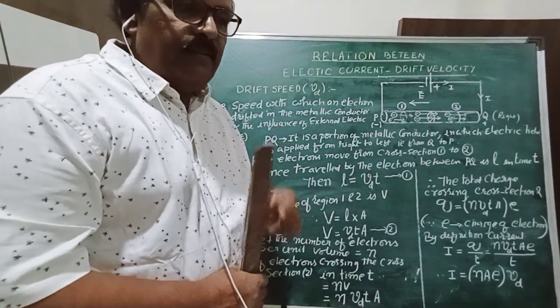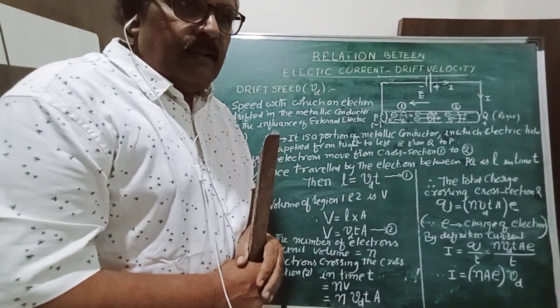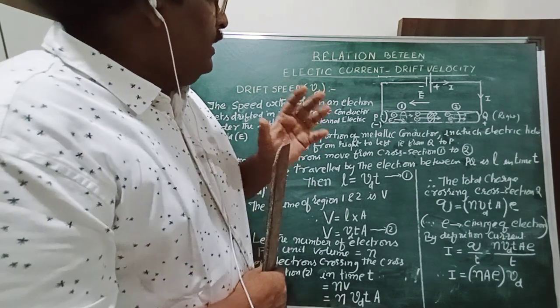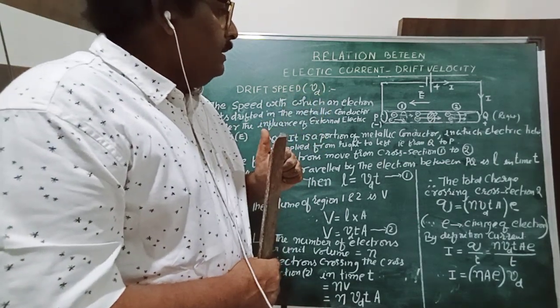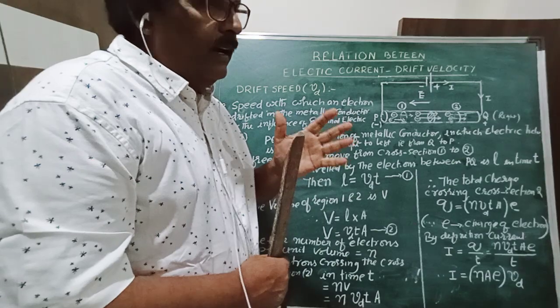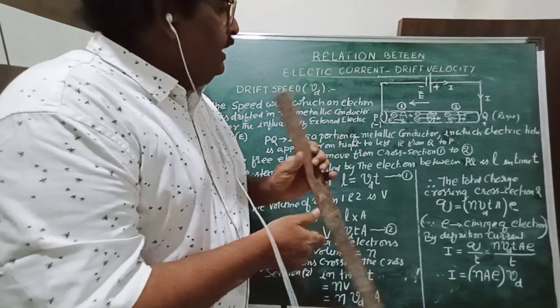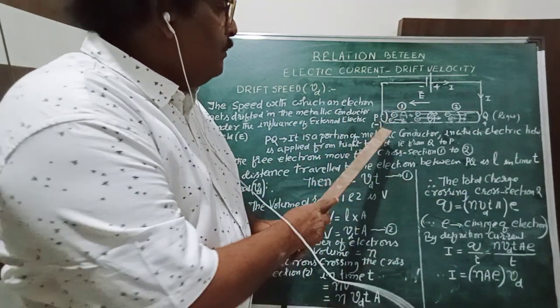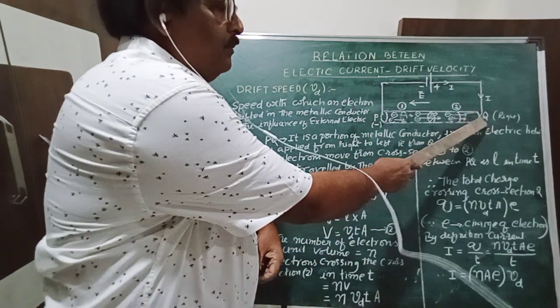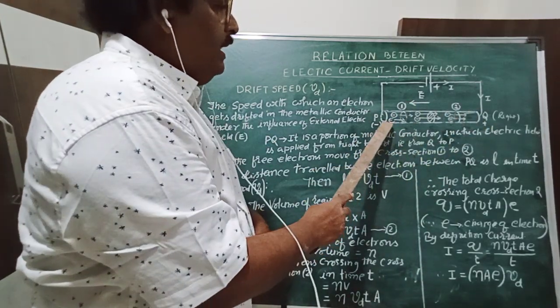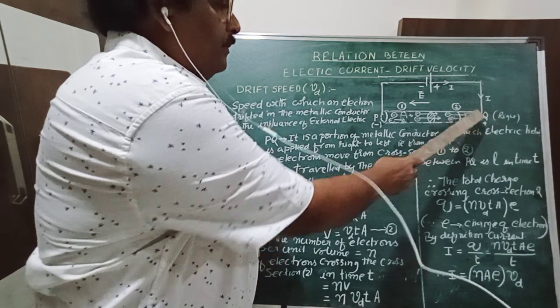Children, it's a very interesting concept. This is in current electricity. Children, now I am considering a conductor. The name of the conductor is PQ. Left side end is P, right side end is Q. Right?